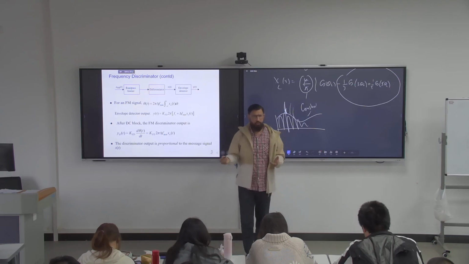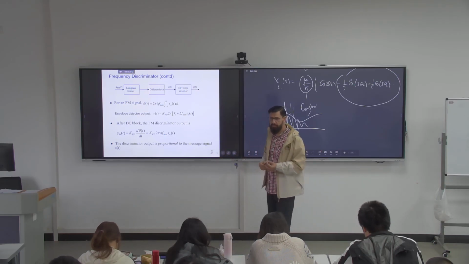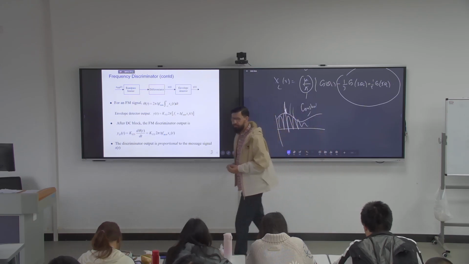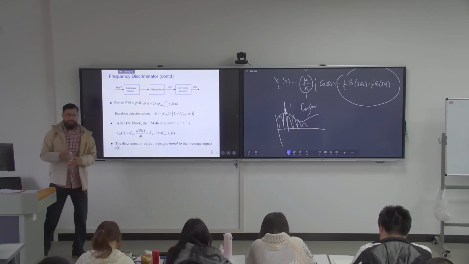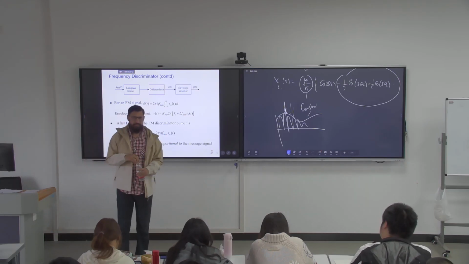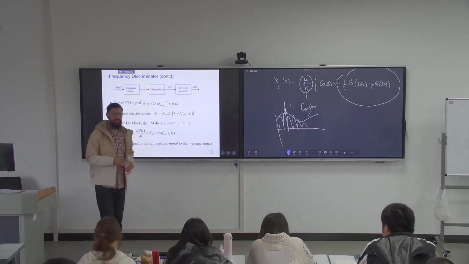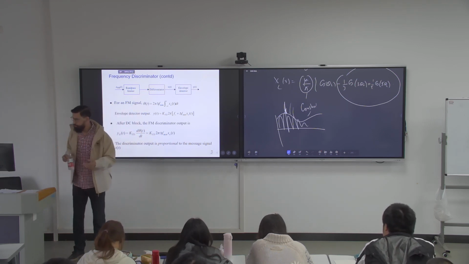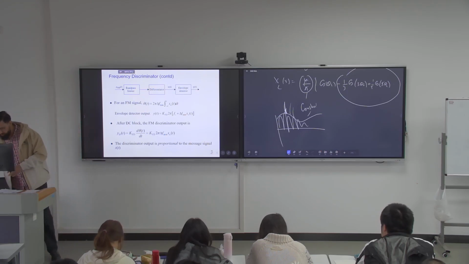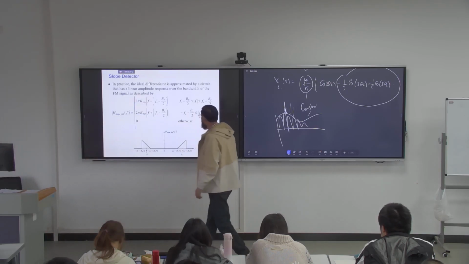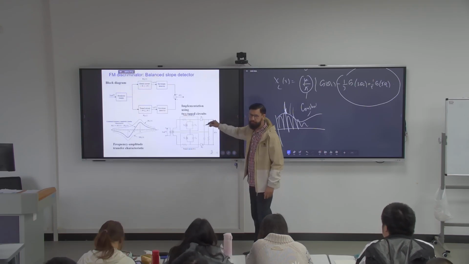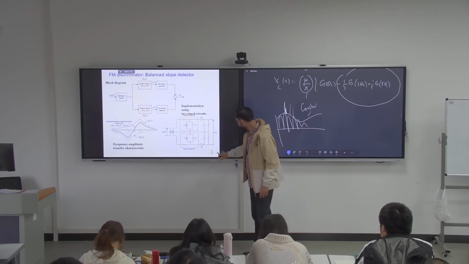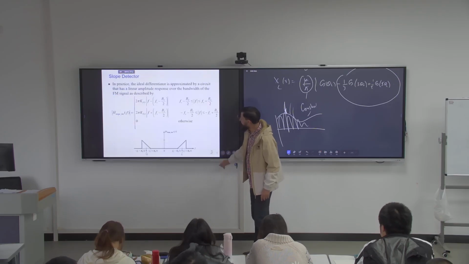Remember what an envelope detector looks like? It consists of a diode, a resistor, and a capacitor, right? Remember? An envelope detector consists of a diode, a resistor, and a capacitor. Okay, I'll show you. Okay, so let's move forward. Here is that envelope detector. Diode, resistor, capacitor.